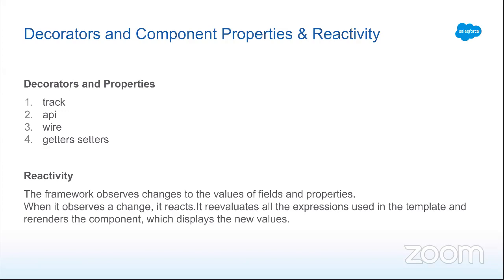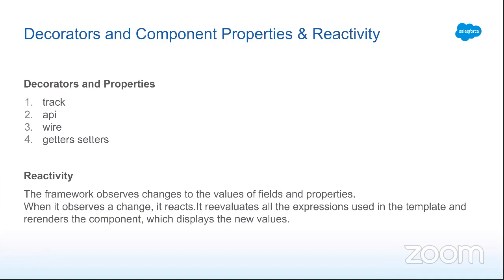And api is also a reactive property, but it is publicly accessible. It means the owner component can pass some data to it or read data from it. It's like an attribute in Aura component, where we can pass some data to the child component. And wire is a connector between your database and Lightning Web Component, which we're going to see in the next sessions.